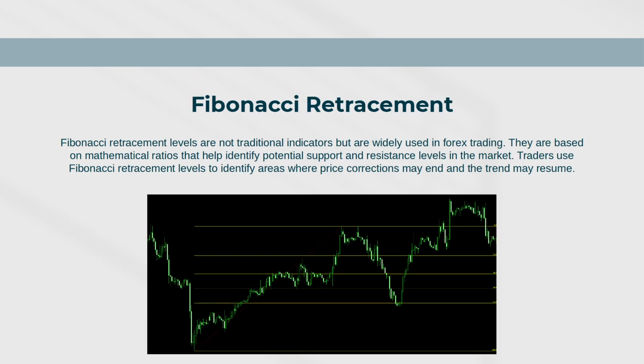Fibonacci retracement. Fibonacci retracement levels are not traditional indicators but are widely used in Forex trading. They are based on mathematical ratios that help identify potential support and resistance levels in the market. Traders use Fibonacci retracement levels to identify areas where price corrections may end and the trend may resume.